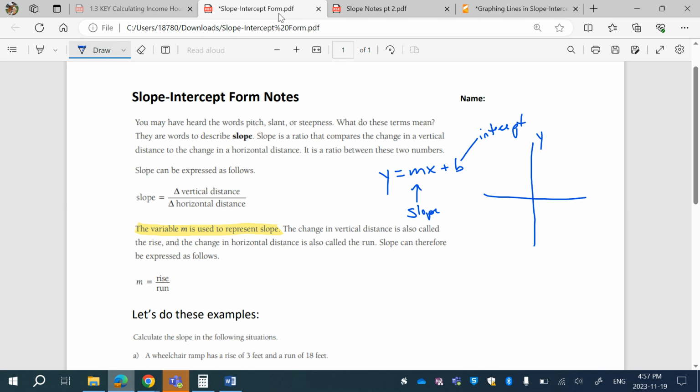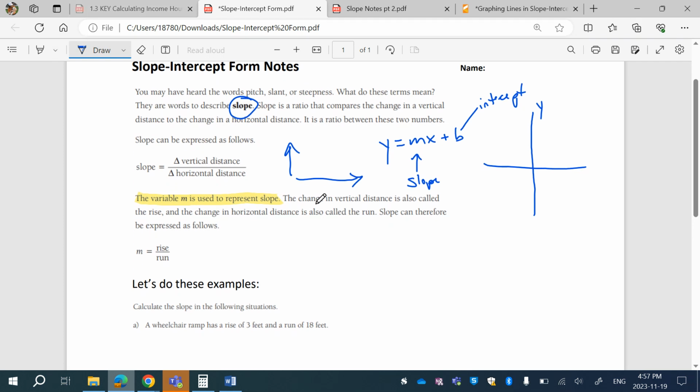You may have heard the word pitch, slant, or steepness. What do these terms mean? They are words to describe slope. Slope is a ratio that compares the change in vertical distance to the change in horizontal distance. So it's a ratio between these two numbers. Slope can be expressed as the vertical distance over the horizontal distance, and m is used to represent slope. The change in vertical distance is also called the rise, and the change in horizontal distance is also called the run. So slope can therefore be expressed as rise over run.